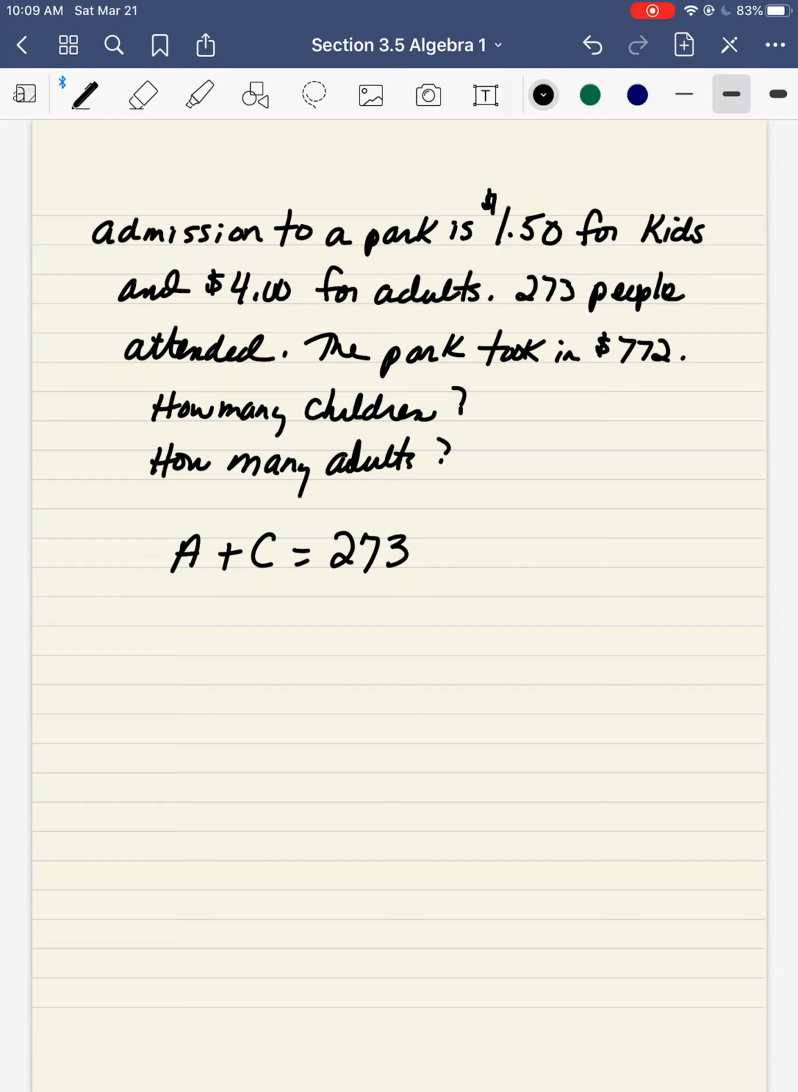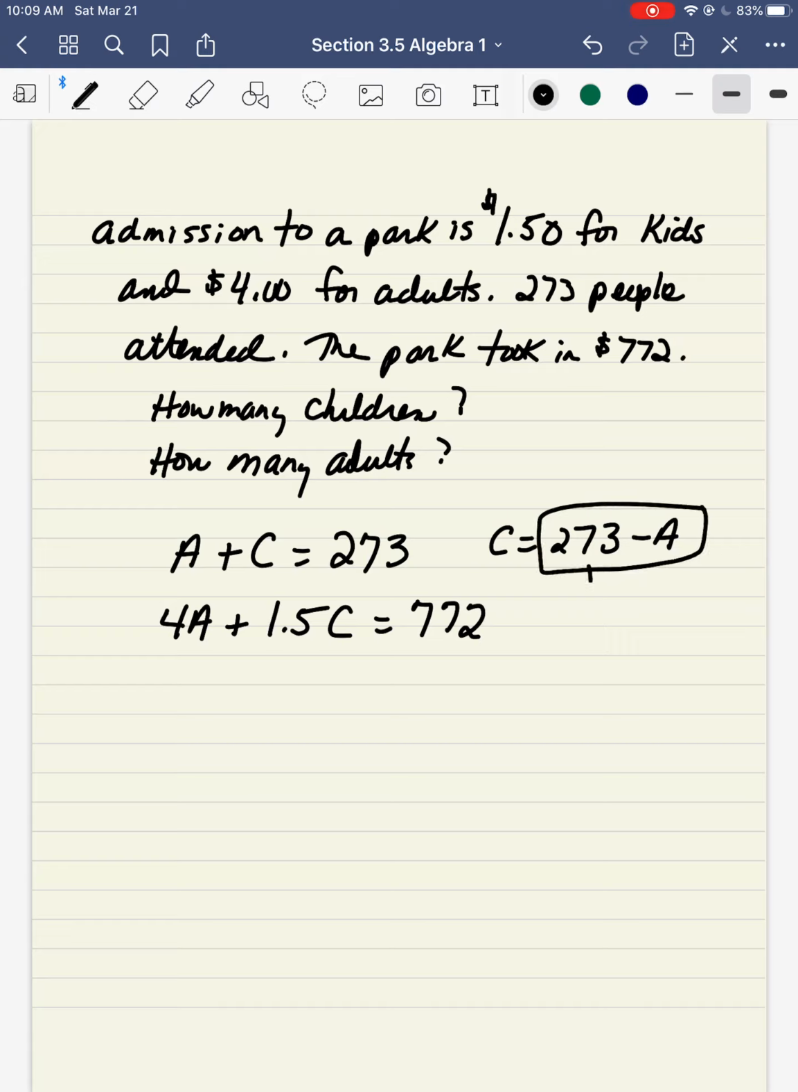The park took in $772. So it's going to be $4 for adults plus $1.50 for kids, and that is going to equal $772. So for this particular problem, I think what I'll do is solve the top equation for c. So I subtract a from both sides, so I get c is 273 minus a. And I'm going to take that and substitute it in right there.